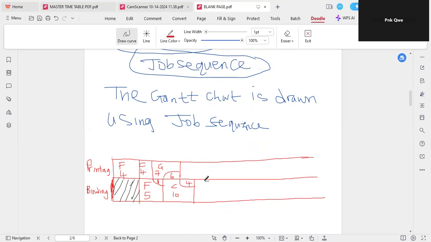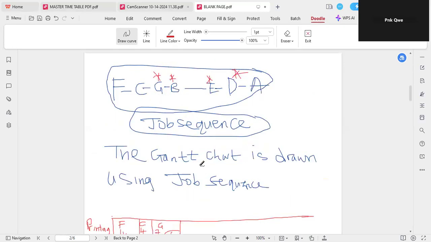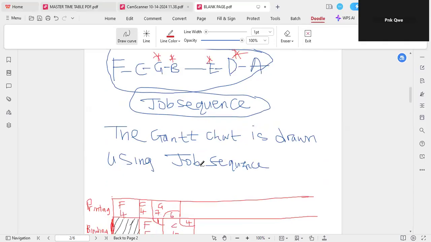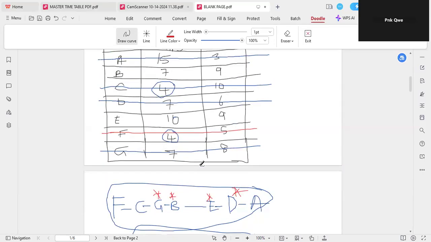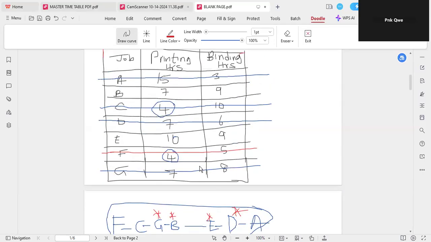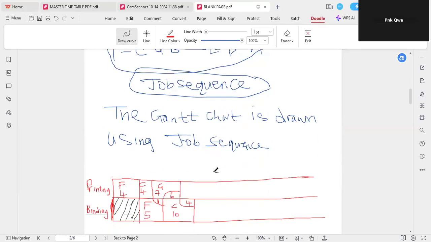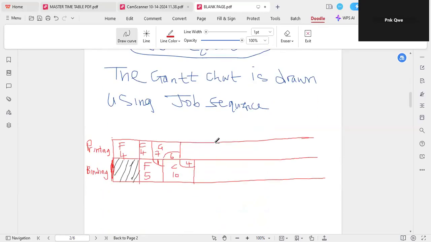So by the time they are finishing binding C, let's see what was going on in the printing department. They would have been printing job B. Printing job B is taking 7 hours, meaning that this one would have taken 3 hours longer.